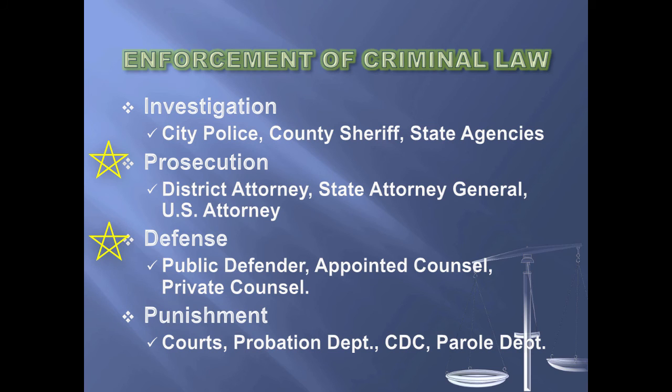There's a defense side to that equation where somebody is given the opportunity to have a competent defense, and that could be a private attorney or a public defender appointed by the court, and they get their trial, their day in court, and then finally the punishment, and that part of it is handled by the courts and the judges themselves and the probation department and the California Department of Corrections or state parole. They carry out the terms of the punishment. So that's how each of the pieces of the enforcement of criminal law are broken down by function.